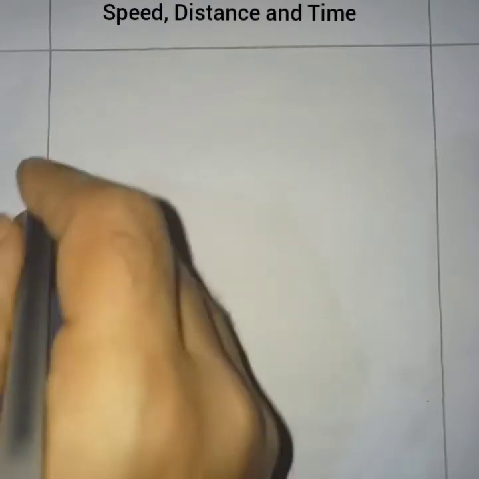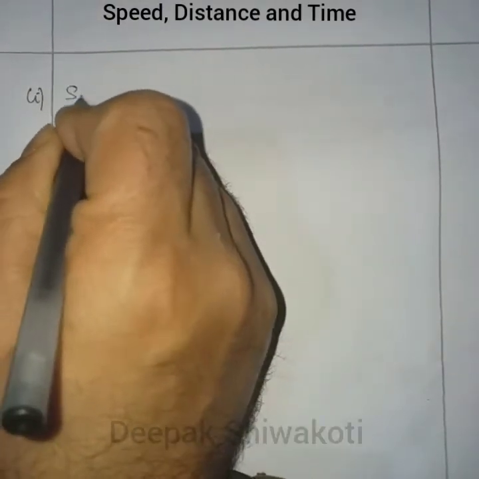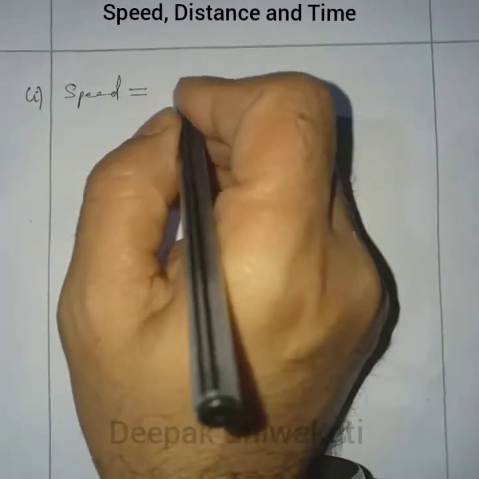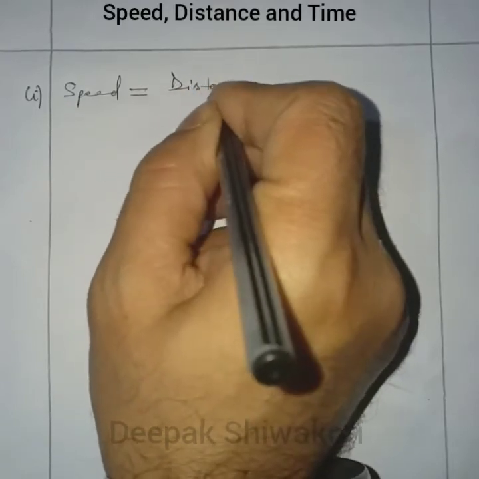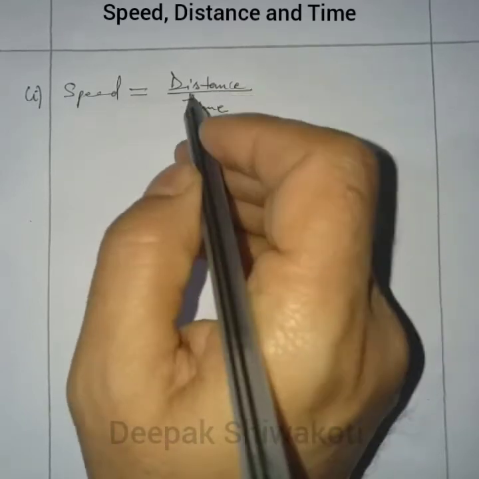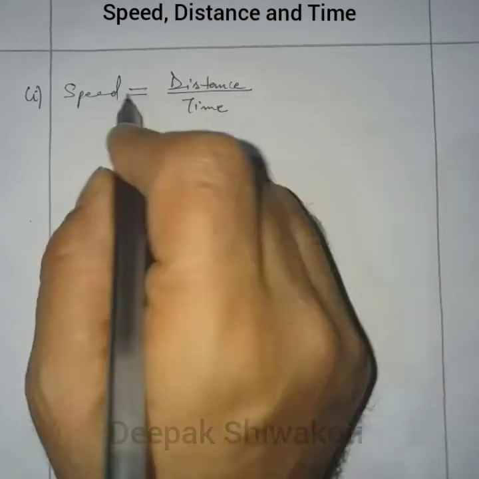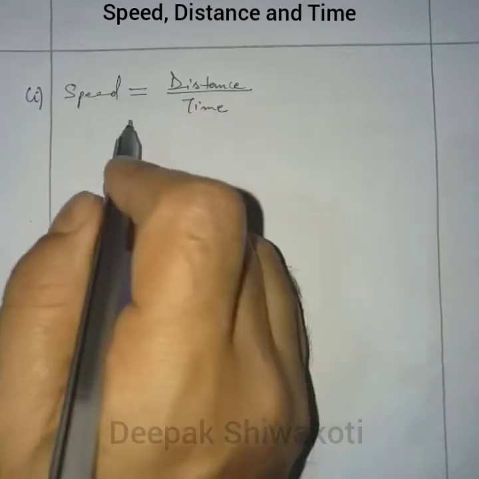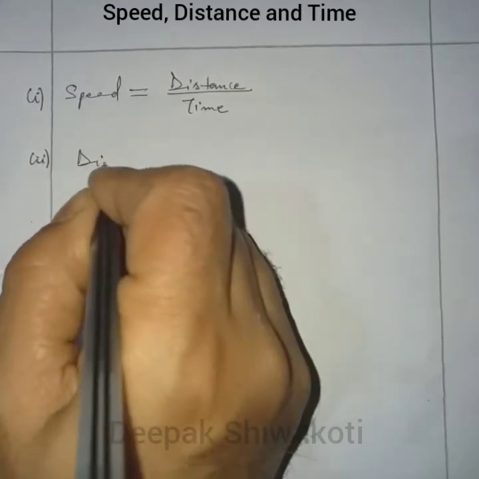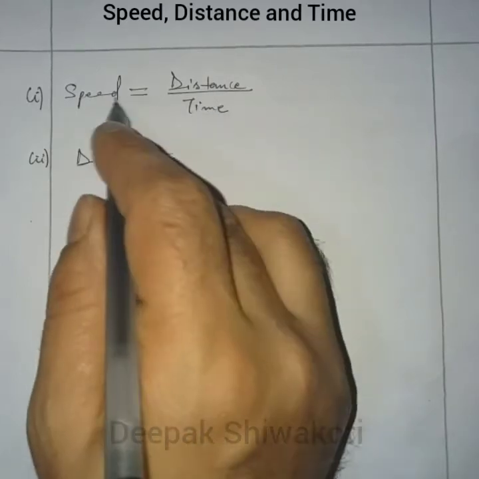So let us see. Number 1, speed. Speed is equal to distance by time. The distance traveled by a moving body in a unit time is called speed. So from this speed formula we can derive the distance formula. So distance will be equal to speed into time.